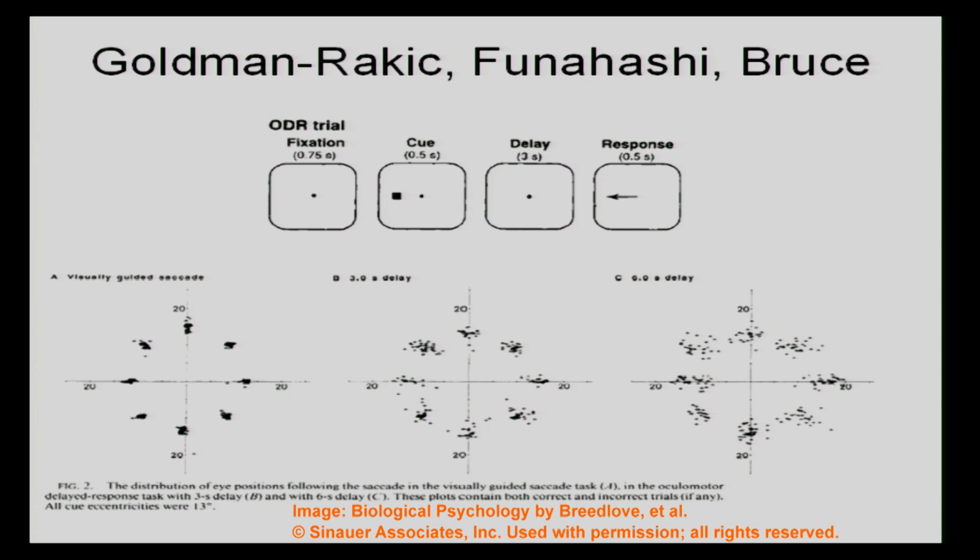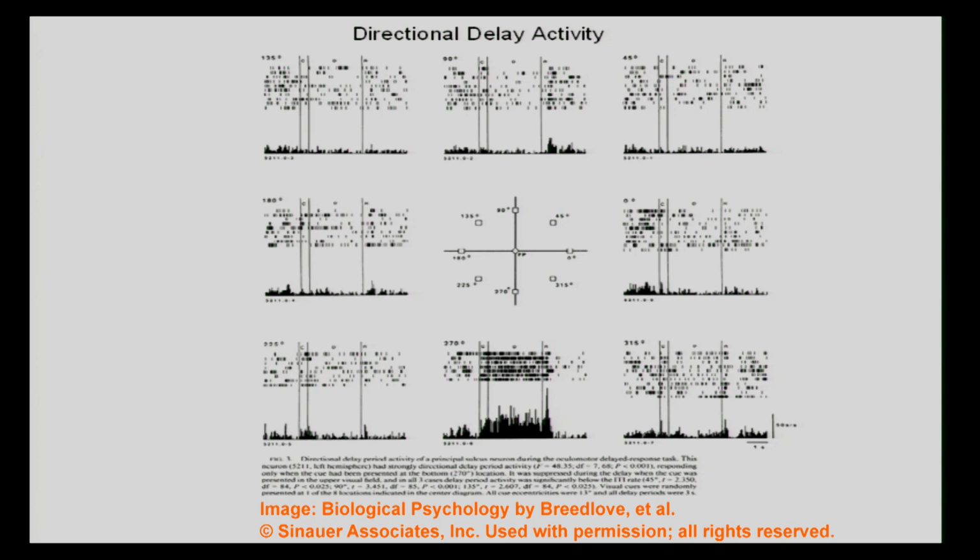We're particularly interested in the delay interval. That's where memory for this location has to be kept in mind. And remember, here is what we got. Each one of these graphs shows you the response of the same cell that I'm recording as the animal is performing this task. And so here are trials in which the target was up here, 135 degrees, lots of different trials here. And you can see during the fixation period, the cue period, the delay period, and the response period, the cell is basically not changing its firing rate.